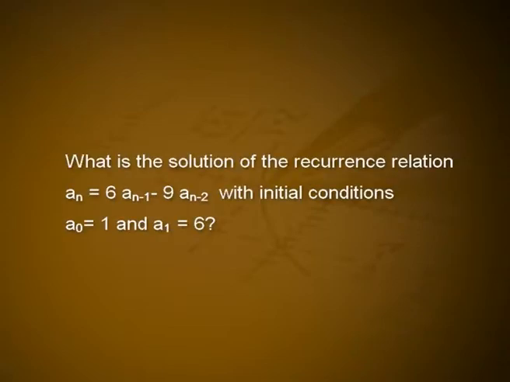What is the solution of the recurrence relation An is equal to 6 into An minus 1 minus 9 into An minus 2 with initial conditions A0 is equal to 1 and A1 is equal to 6? Solution. The characteristic equation of the recurrence relation is r square minus 6r plus 9 is equal to 0 and its only root is r is equal to 3.